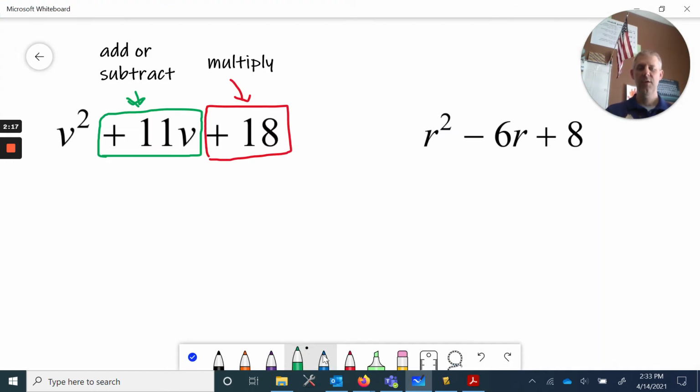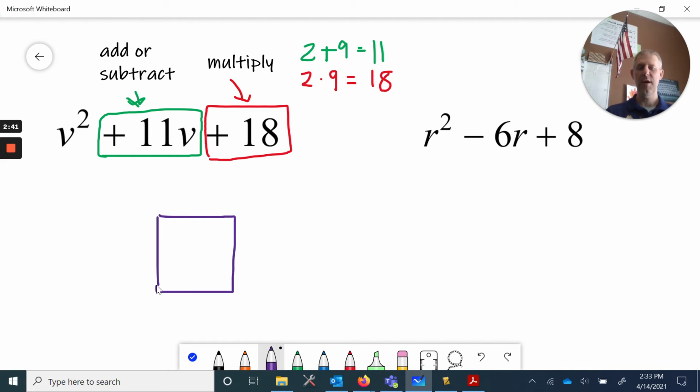Okay. So I'm going to say that 2 plus 9 is equal to 11, and also 2 times 9 is equal to 18. So there's the combination we're looking for. Multiply to give you this, add to give you this when there's no coefficient or a 1 in front of that. So once we've done that, we'll draw our box.